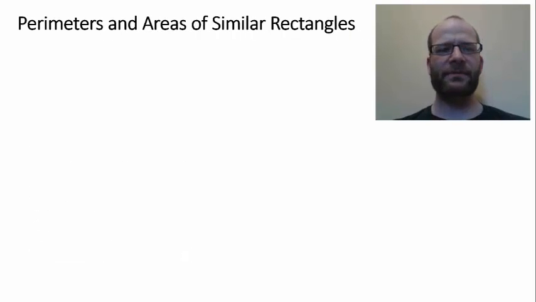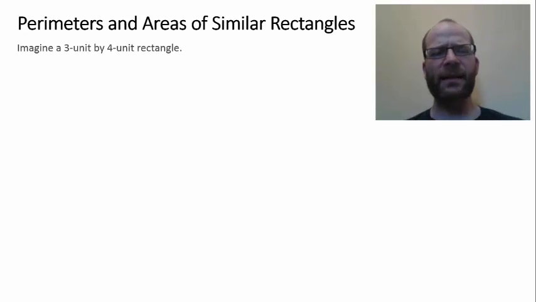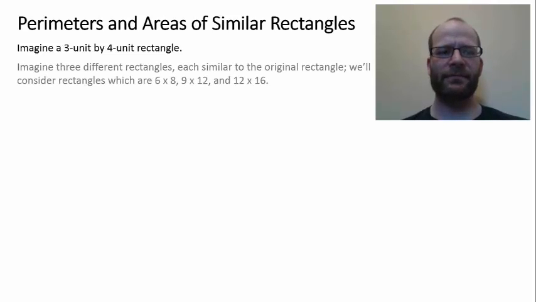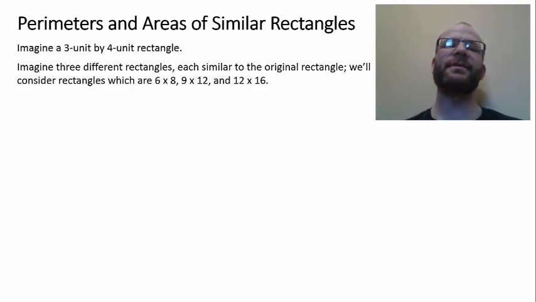Perimeters and areas of similar rectangles. Let's start with that. We'll work through this exercise to see if we can make sense out of this whole thing. Imagine a 3-unit by 4-unit rectangle. Imagine also that there are 3 different rectangles, each similar to the original. And what we'll do is consider rectangles which are 6 by 8, 9 by 12, and 12 by 16.